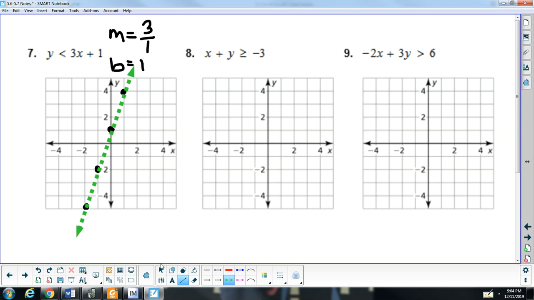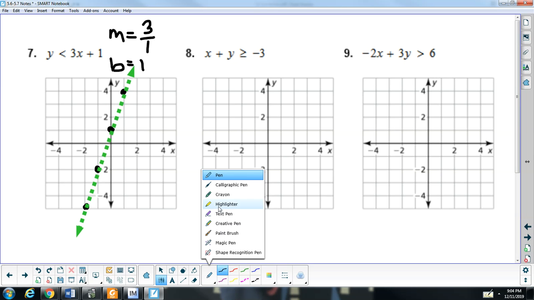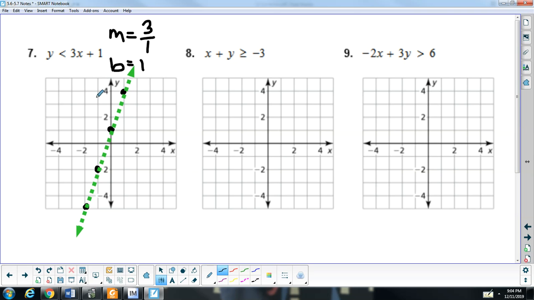Next, we want to shade. We're talking about, do we shade above this line or below this line? So y is less than 3x plus 1. Less than means below. So I'm going to shade everything below this line.